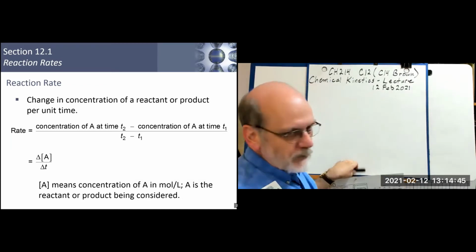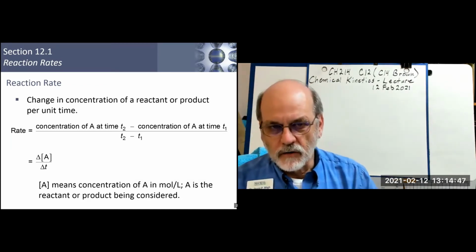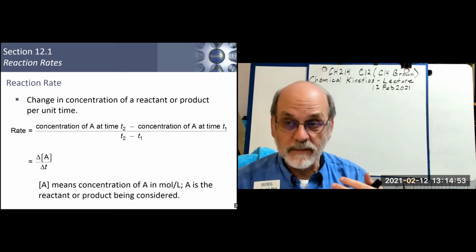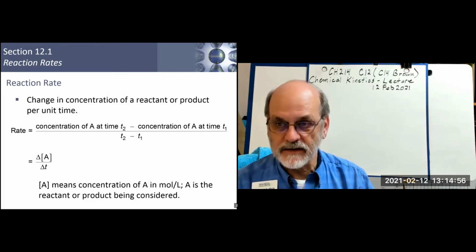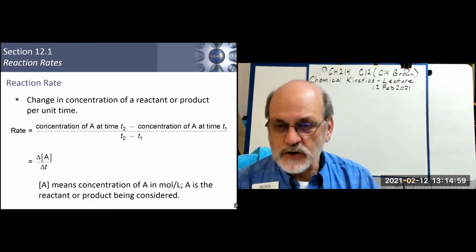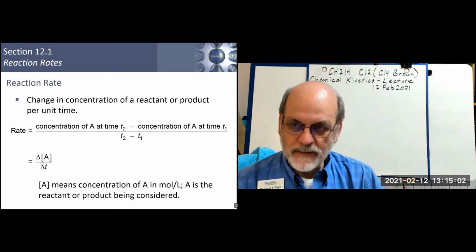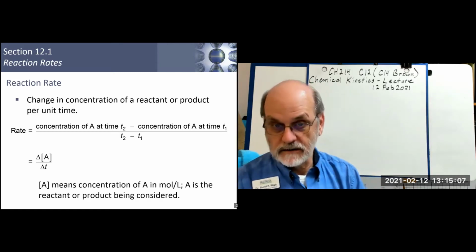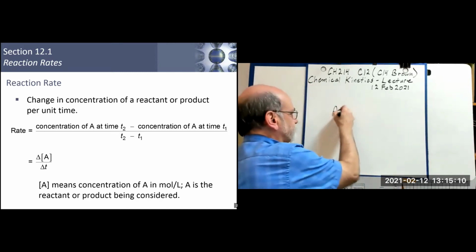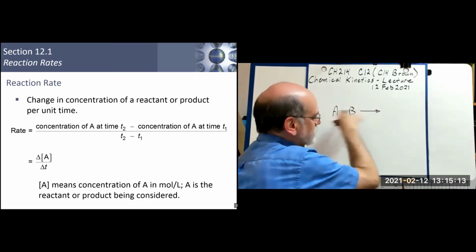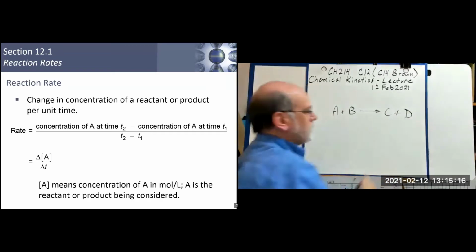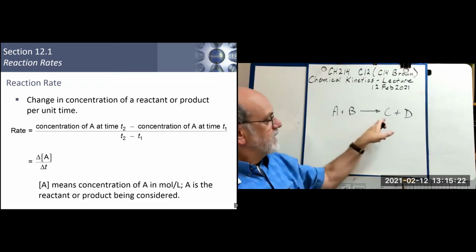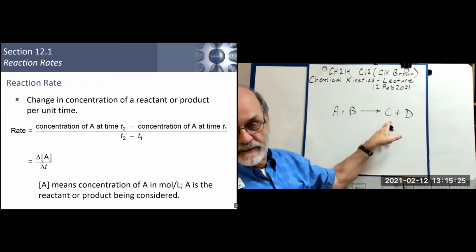So the reaction rate is the way we describe chemical kinetics. How fast is the reaction proceeding? You have two options. You can describe the reaction in terms of disappearance of a reactant. Like we have, you have reactants, and products. Then you can say, how fast is one of these disappearing? You can also say, how fast is one of these appearing?